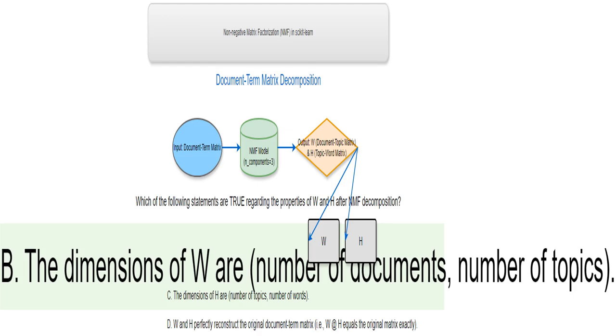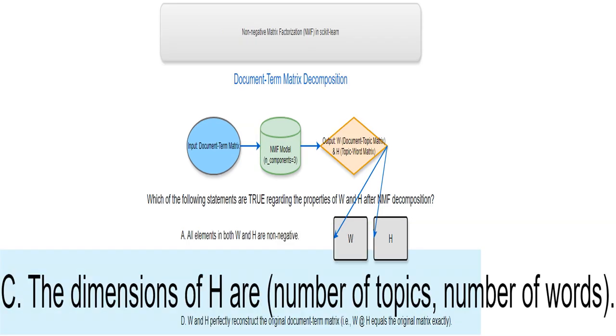This statement correctly explains that W will have a number of rows equal to the number of documents and a number of columns equal to the number of topics I specified, 3 in this case. The dimensions of H are a number of rows equal to the number of topics, 3, and a number of columns equal to the number of words in my original document term matrix.